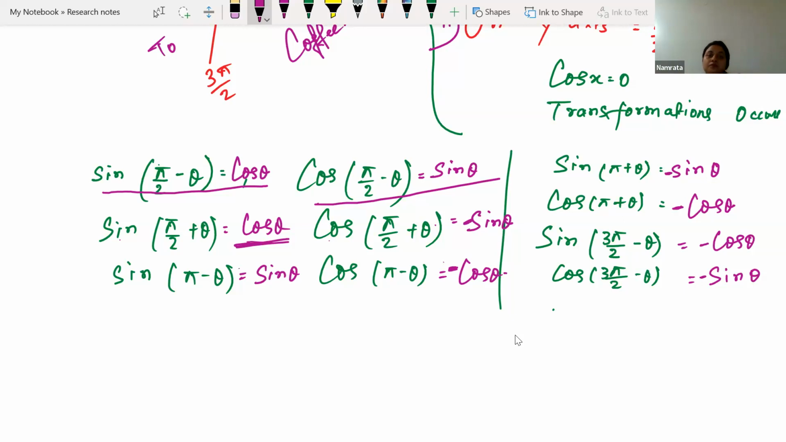Now the fourth quadrant: 3 pi by 2 plus theta. As we know, 3 pi by 2 means transformation occurs. So there will be transformation. But in the fourth quadrant only cos is positive, so sine will give a negative output and cos will give a positive output. Rest of the trigonometric ratios will give a negative output. Got it? Yes, ma'am. Let's start with the questions.